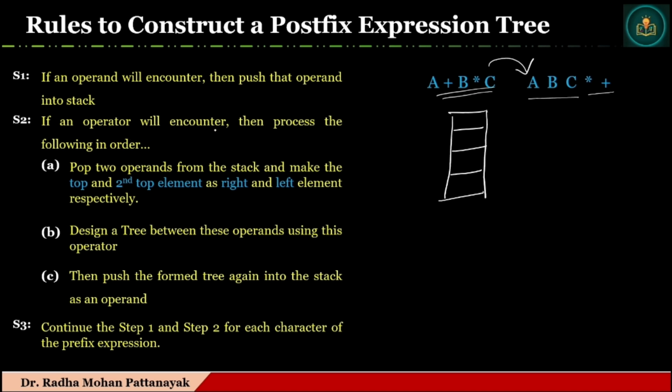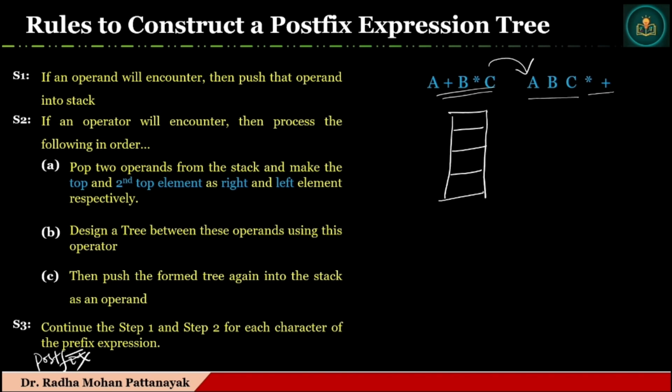If an operator is encountered, then what will you do? You will pop two operands from the stack and make the top element the right child of the parent node, and the second top element the left child of the parent node. Then design a tree between these operands and that operator, and after designing, push that resultant tree into the stack again. So continue step 1 and step 2 for each character present inside the postfix expression. This is postfix, not prefix. Postfix expression.